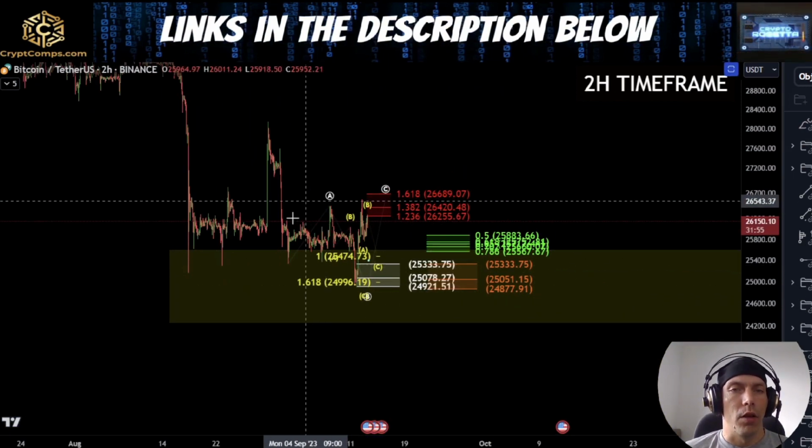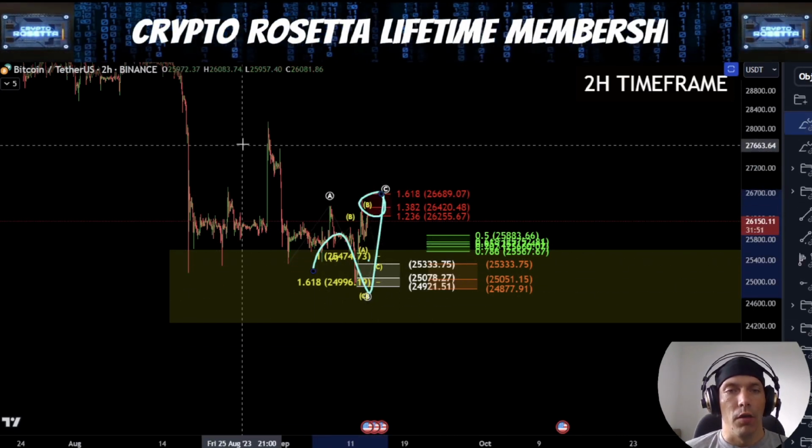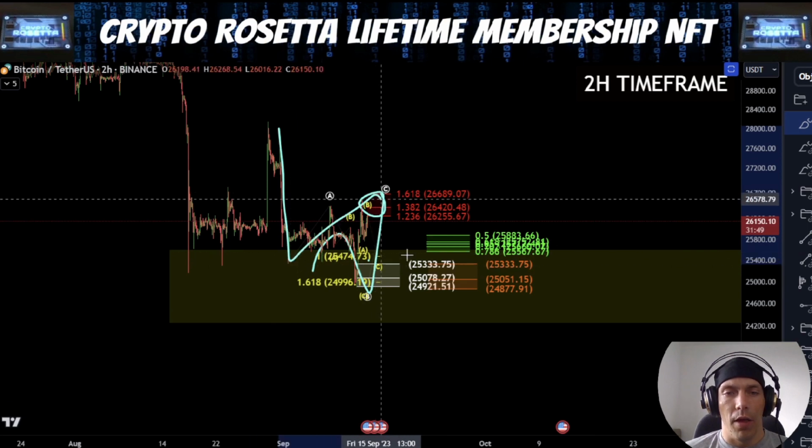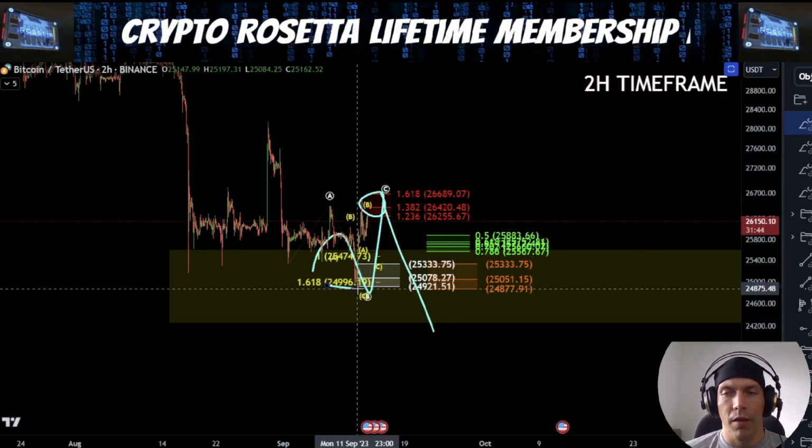The key thing within this idea of this being completed is that if this is A, B, and C, or 1, 2, we'd be expecting price to break down and take these lows.